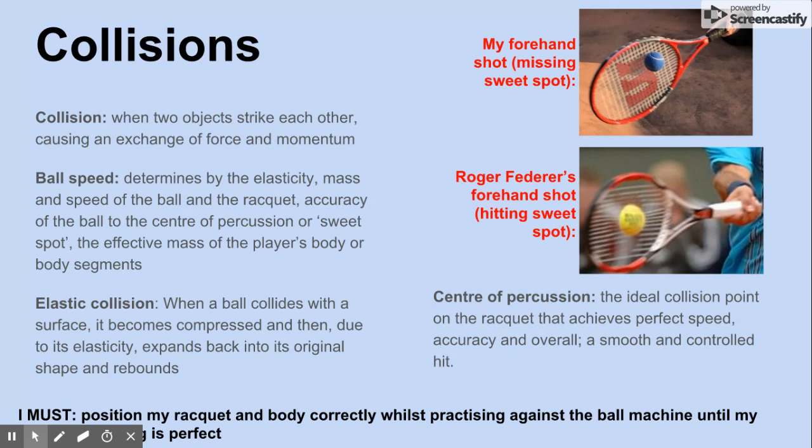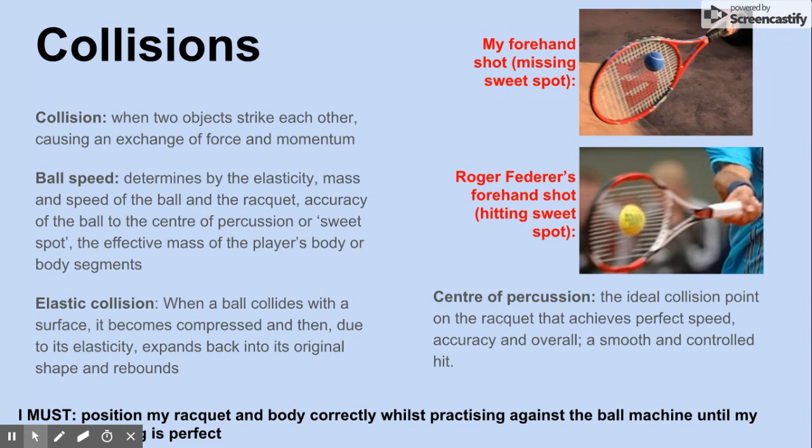A tennis player performing a forehand can hit the ball much harder if the arm and shoulder is braced before impact. The braced arm and shoulder plus the racket constitute a more effective striking mass than if they were relaxed. The center of percussion is the ideal collision point on the racket that achieves perfect speed, accuracy, and overall a smoother and controlled hit. It is located at the center of the strings on a tennis racket.